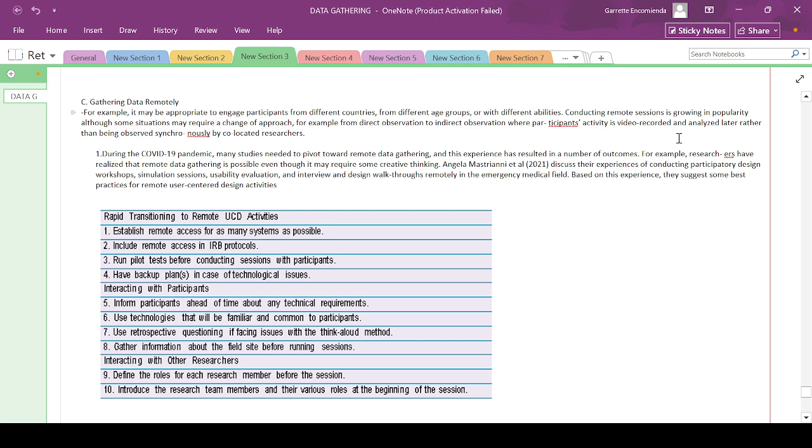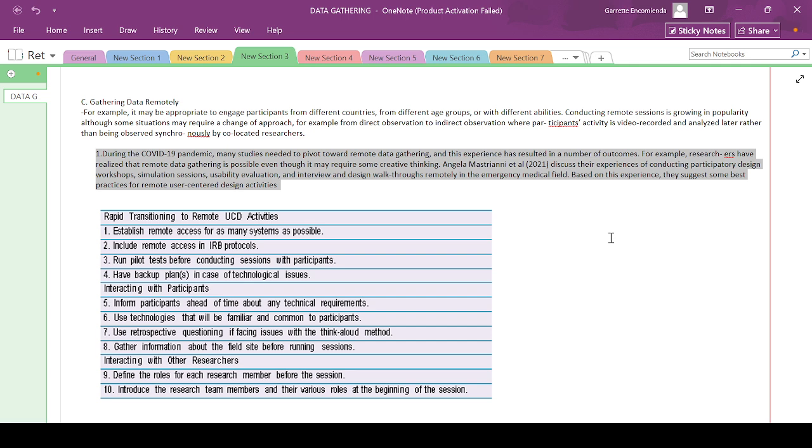Conducting remote sessions is growing in popularity, although some situations may require a change of approach, for example, from direct observation to indirect observation, where participants' activity is video recorded and analyzed later rather than being observed synchronously by collocated researchers. During the COVID 19 pandemic, many studies needed to pivot toward remote data gathering, and this experience has resulted in a number of outcomes.